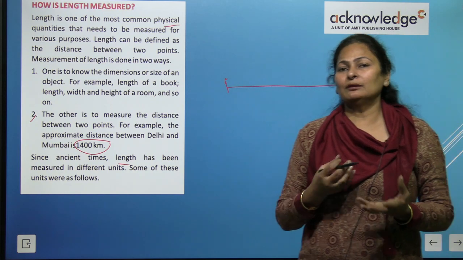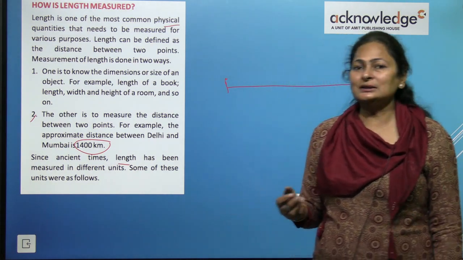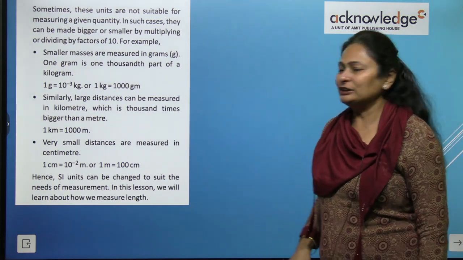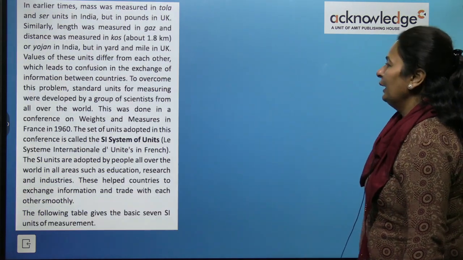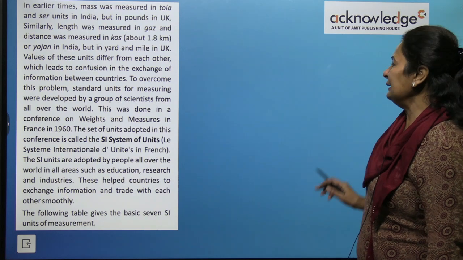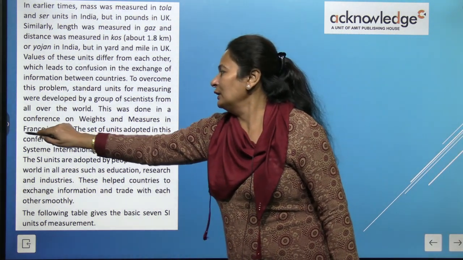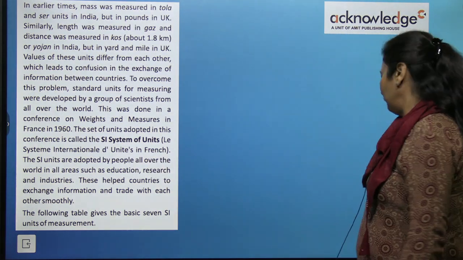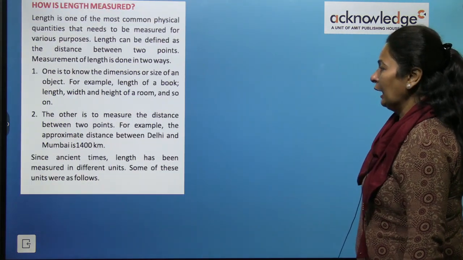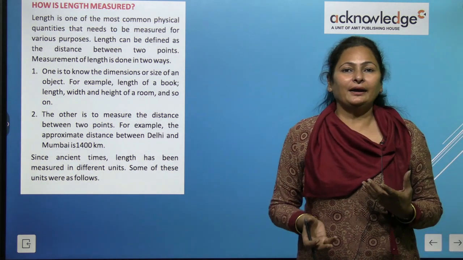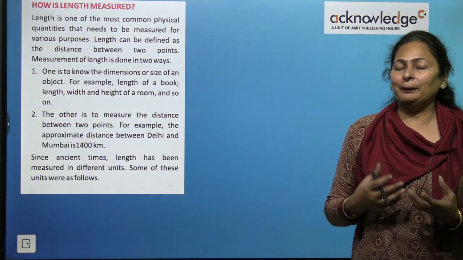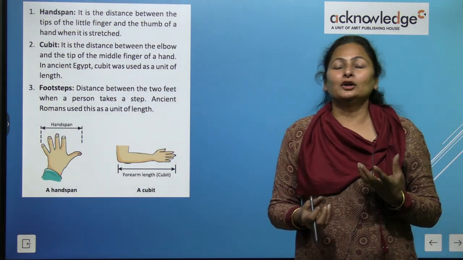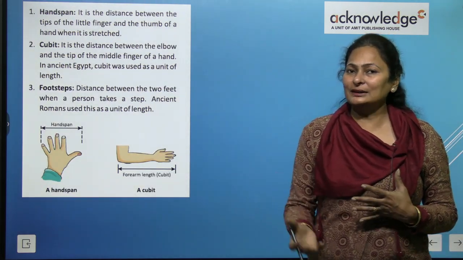Since ancient times, length has been measured in different units. In ancient times, there was no standard unit adopted by the world. In 1960, the standard units which we are following now were decided. But before 1960, people used to use some non-standard units. We have learned the standard units.